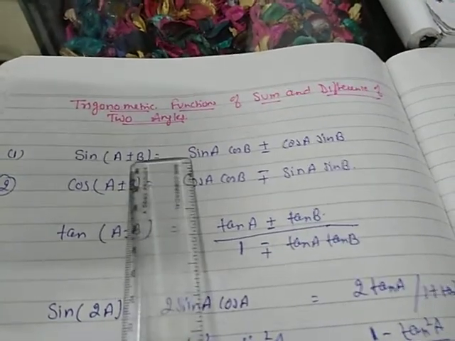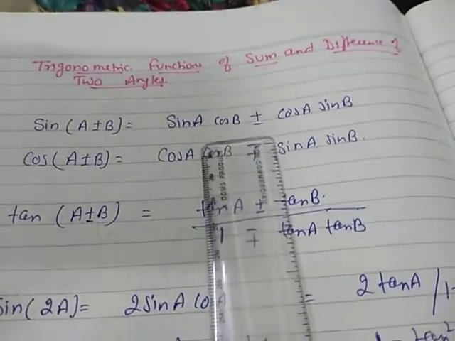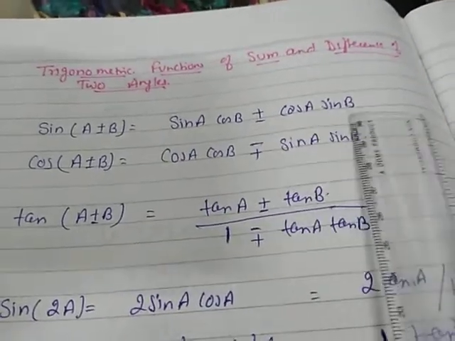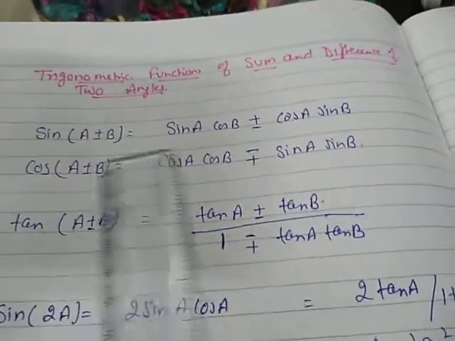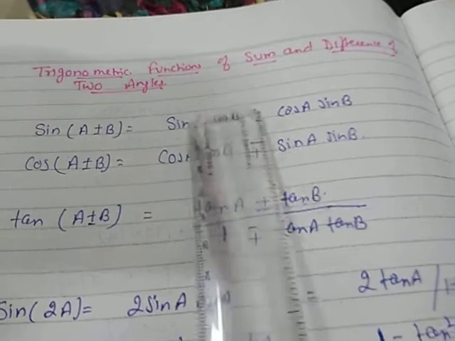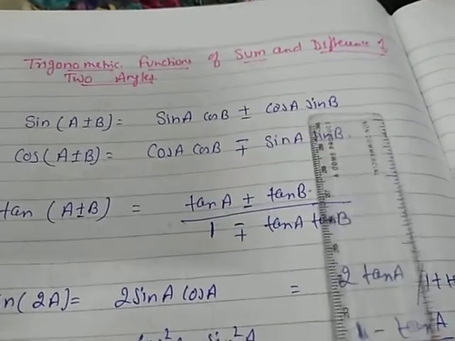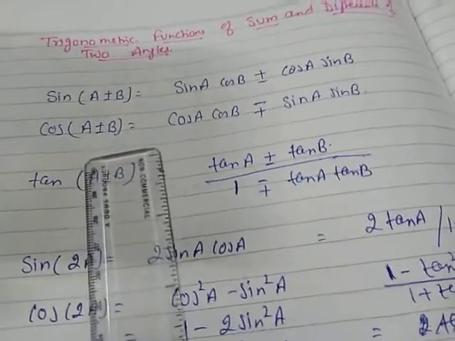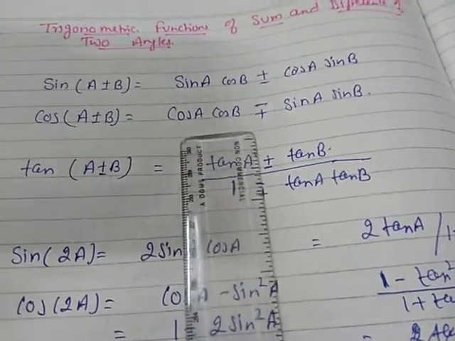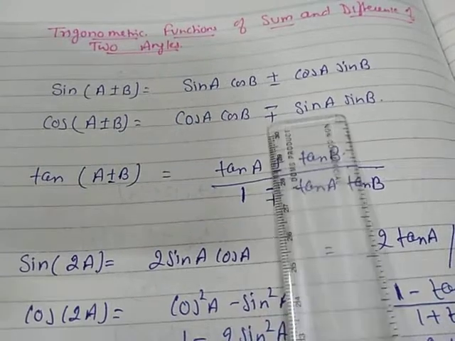And if minus is there, sin(A−B) is equal to sin A cos B minus cos A sin B. Okay, so sin(A±B) is equal to sin A cos B ± cos A sin B. cos(A±B) is equal to cos A cos B ∓ sin A sin B.